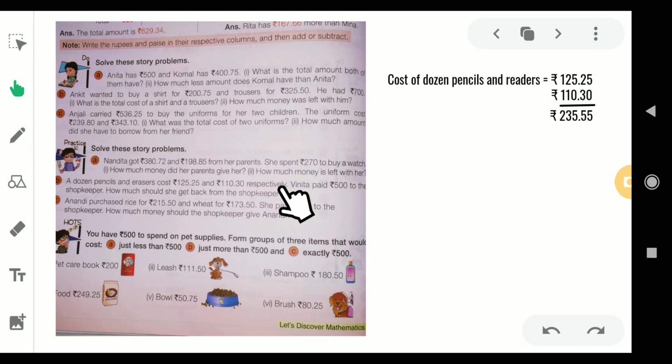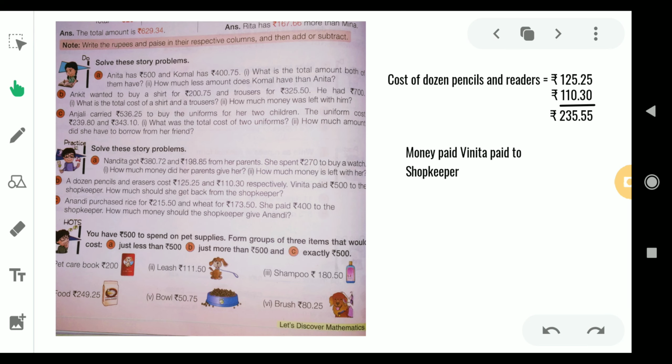But see here, Vinita paid 500 rupees, she has already given 500 rupees because she has the money in a 500 rupee note, what we call a denomination. But the cost of both pencils and erasers is 235 rupees 55 paise. So how much money does she have to get back from the shopkeeper after giving a 500 rupee note?